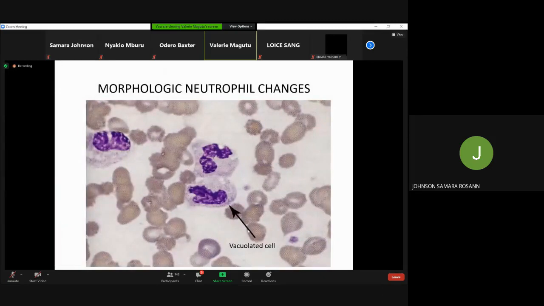So this is an example of cytoplasmic vacuolation. Sorry about the resolution. So you can see vacuoles in the cytoplasm. So these are neutrophils, but there's a left shift. I can see the stab. This one is segmented. This is the stab. And you can see the cytoplasmic vacuolation. Often occurs with severe bacterial infections, bacterial sepsis.